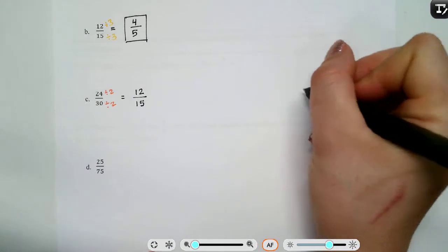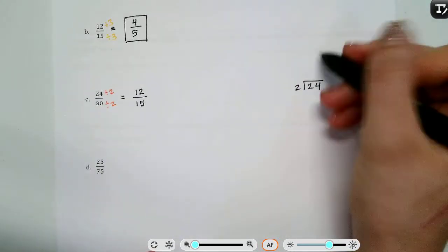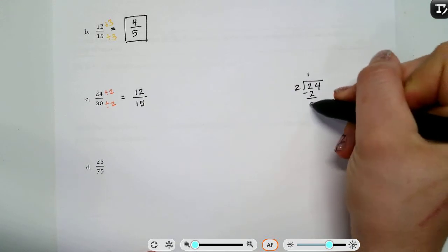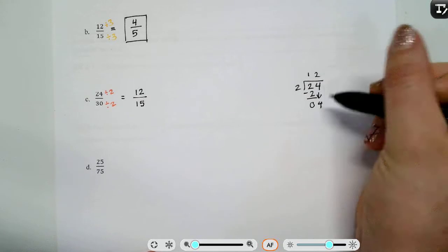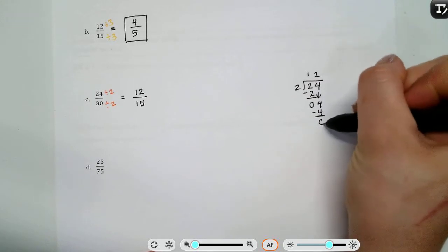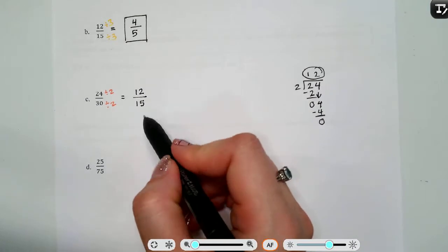Real quick, let's just do 24 divided by 2. Okay, 24 divided by 2. 2 can go into 2 once. Do the subtraction. Then bring down the 4. 2 can go into 4 twice. Do the subtraction. Answer is 0. So our answer would be 12. Awesome.